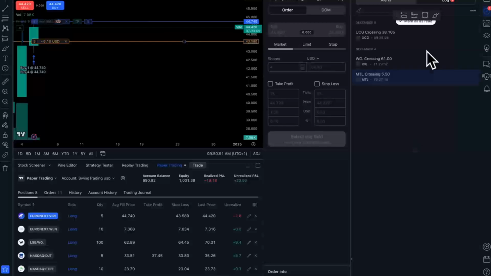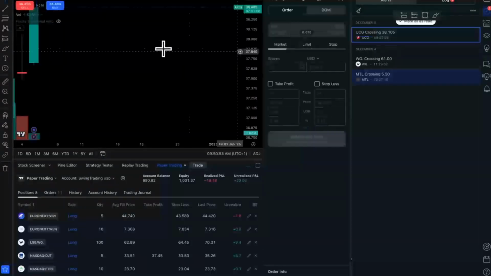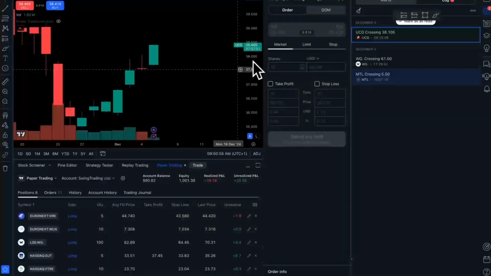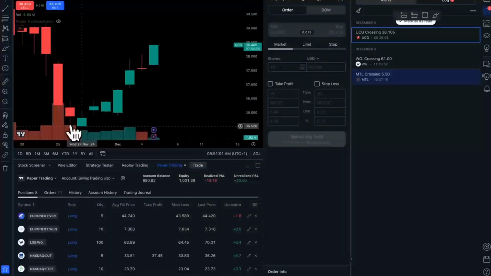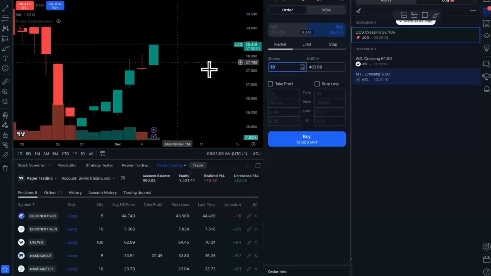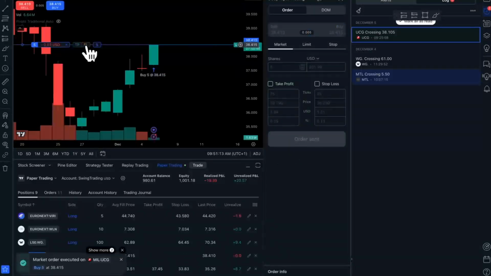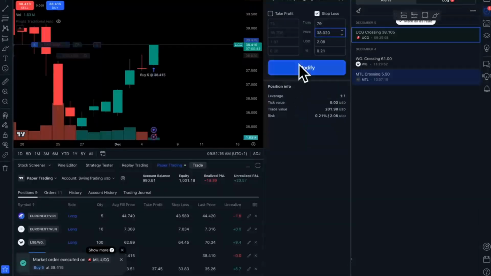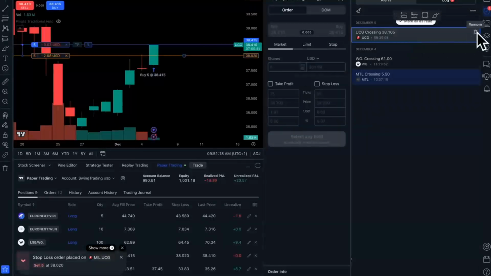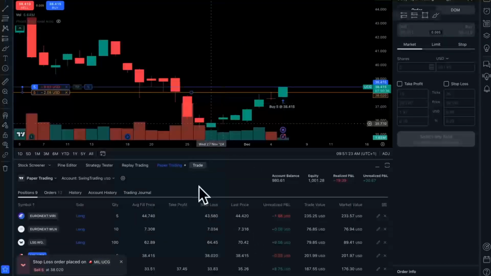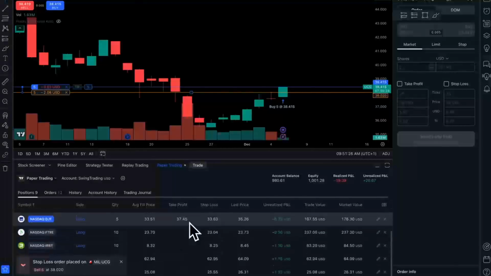There was an alert that came in. UGC is crossing that line, which suggests that this is a buy. So we go in and do 5 shares there. And then we set a stop loss halfway for the candle. That's that one there. Delete that now. So that's done.